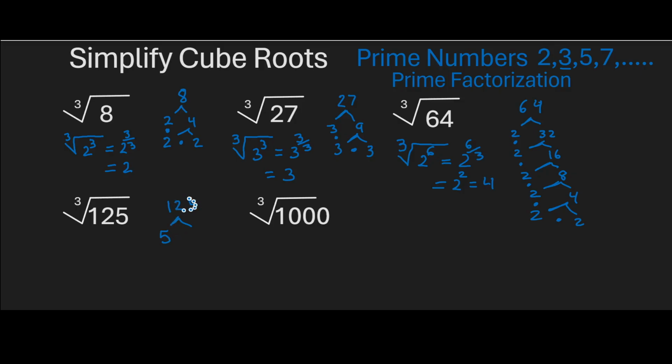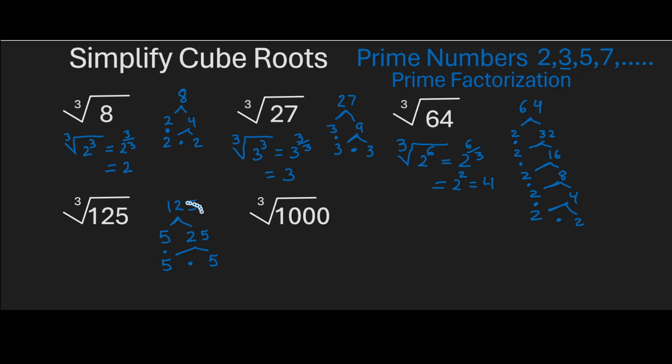Okay. If I divide it by 5, the answer should be 25. Now, I'm not going to be able to divide this by 3 or 2, but I know I can divide it by 5. Okay. And now this is the answer. Can you see that all these numbers are prime numbers?